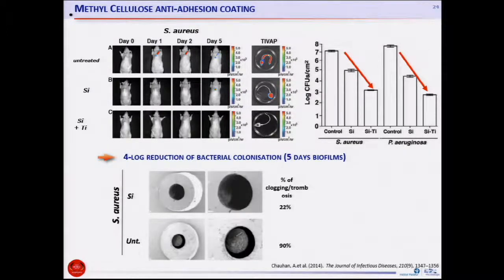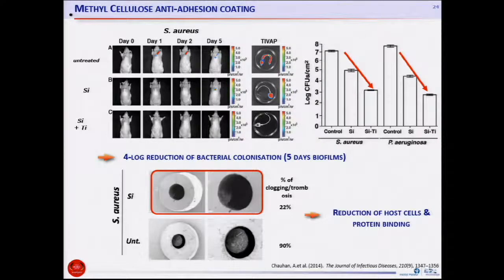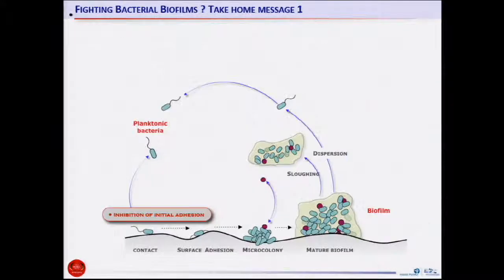What is also important is that these molecules are also antithrombotic. So often these catheters, when colonized, will just be clogged. You can't use them anymore. You have to remove them. So this molecule also avoids clogging. Here, if you have a treatment, you have 22% clogging. If you have no treatment, you have more than 90% clogging. So this molecule not only reduces binding of the bacteria, but also reduces binding of host cells and proteins, which is very important for a molecule that could be used in the clinic.